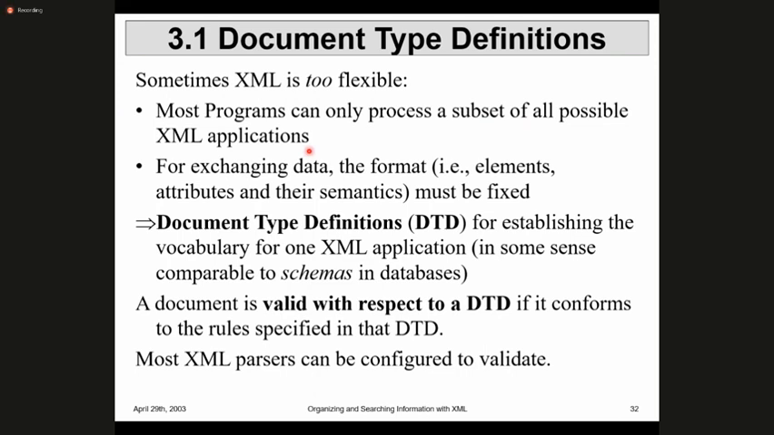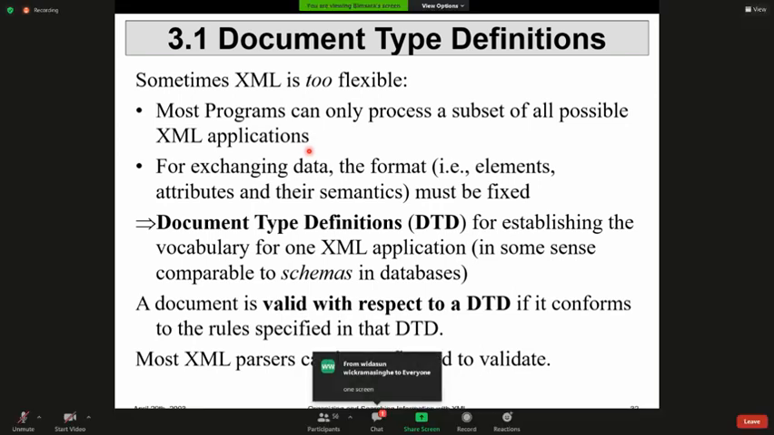There are no tag standards for elements and tags. That means most programs can only process a subset of all possible XML applications. Every application can't process every XML file because there is no standard, because it's too flexible. For exchanging data, the format must be fixed, for example elements, attributes, and their semantics. That means there should be a particular standard for XML also.